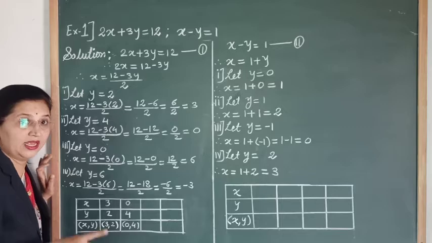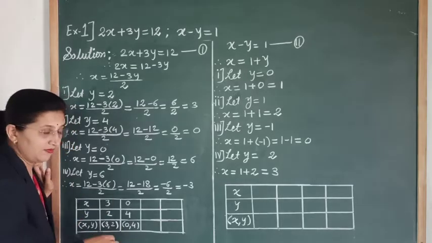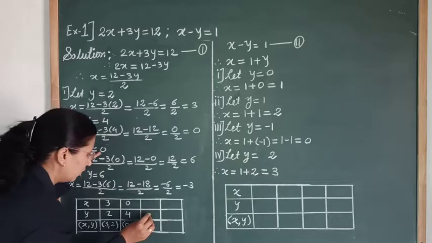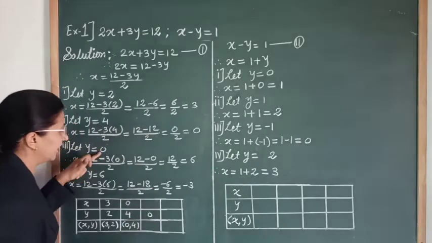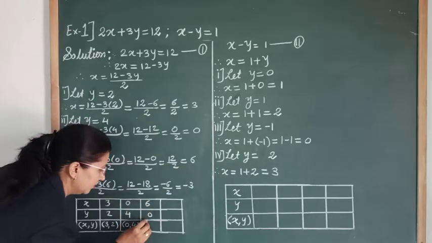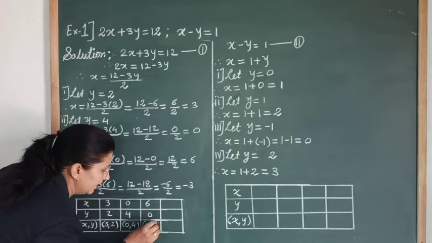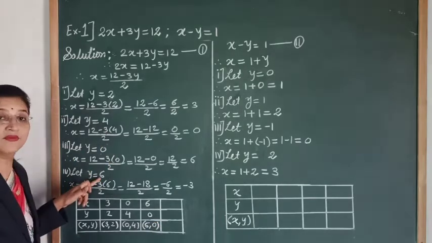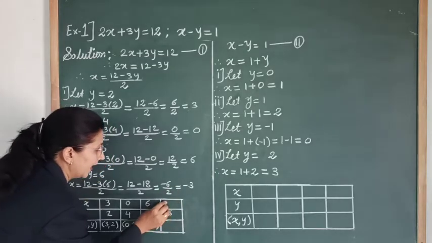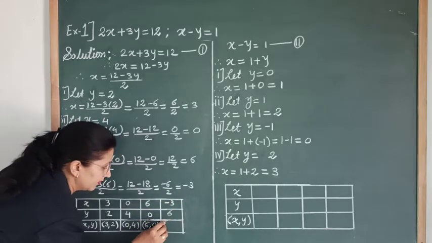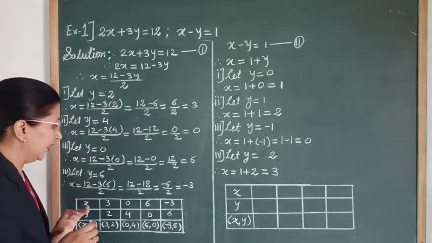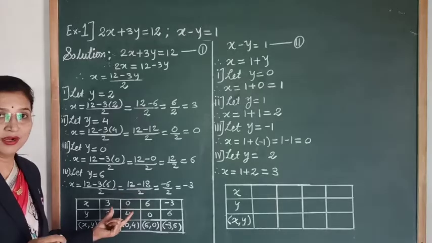Dear students, while writing, always write the value of x first, then y. Then when we took y as 0, we got x as 6. So let's write down 6 and 0. And the last one, where we took y as 6, we got x as negative 3. Okay, so in this way, here we got the table.